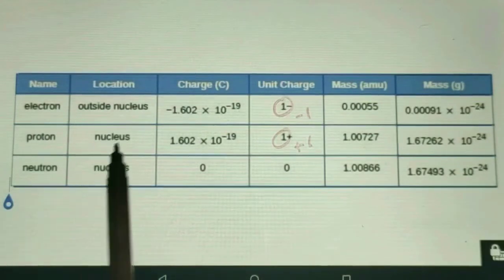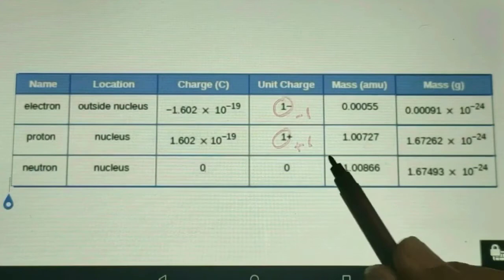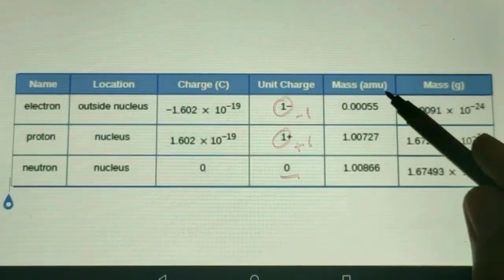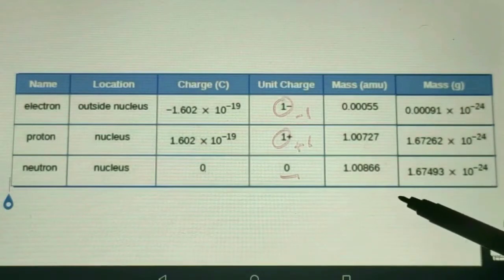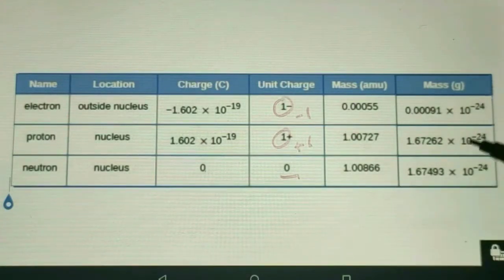Whereas neutron, the location is in nucleus, the charge is 0 and unit charge is also 0. The mass in AMU, that is atomic mass unit, is 1.00866 and the mass in gram is 1.67493 into 10 to the power minus 24.